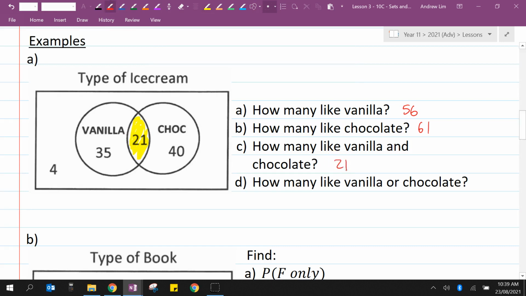And how many like vanilla or chocolate? Remember, in probability, the word or actually means and slash or. So it's actually everything inside the brackets. All of this is how many people like vanilla or chocolate. If we add them all together, we get 56 plus 40, which is 96. 96 people like vanilla or chocolate.